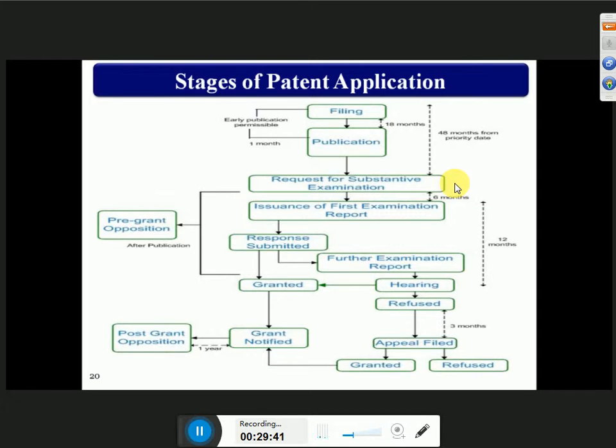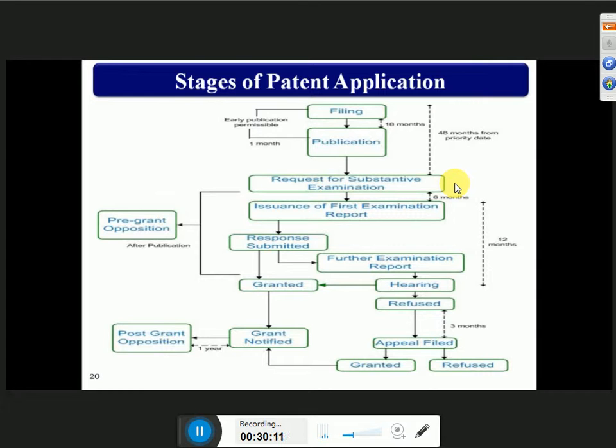So after filing the provisional patent application and the complete specification, 6 months after filing the complete specification, it is being published. Your patent is published in the public domain. Every Friday, Patent Office India publishes the documents depending on 18 months of completion.